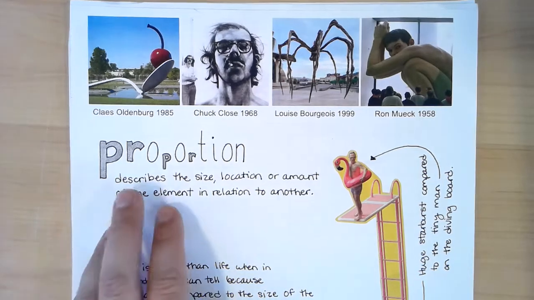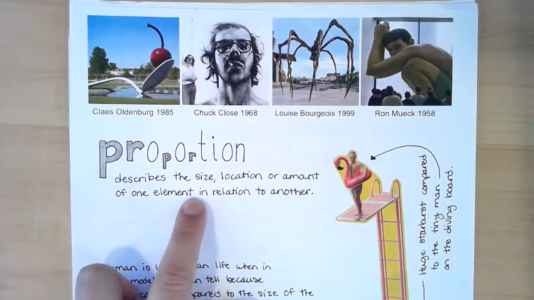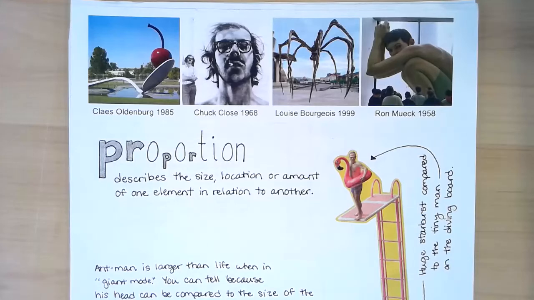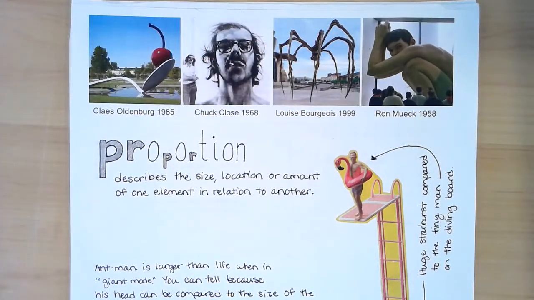All right, so proportion describes the size, location, or amount of one element in relationship to another, okay? So it doesn't necessarily always have to be size. It can refer to having a lot more red versus over here, okay? The proportion of color or the proportion of texture, okay? So there can be a lot more to proportion than just referring to size, but it's a really fun example when we talk about size.